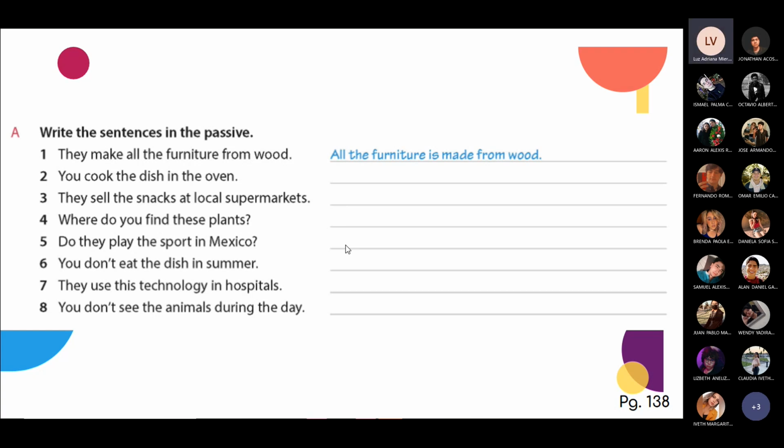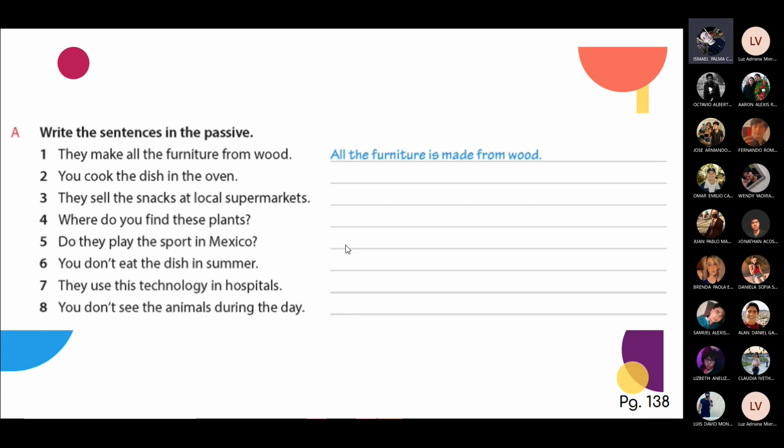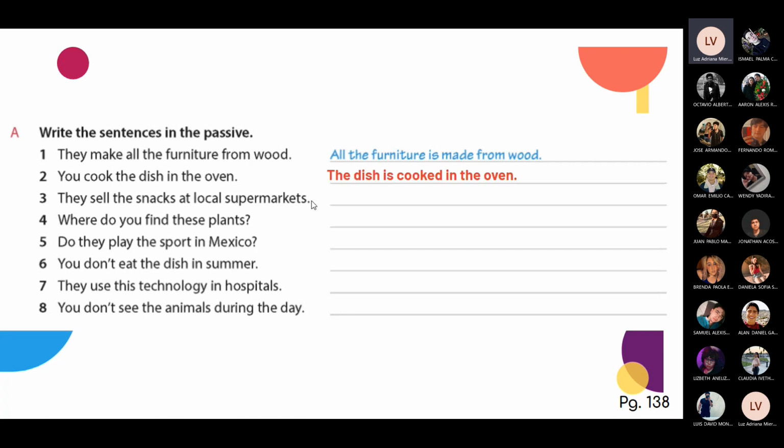All right, let's go ahead and try to complete this, but in passive voice. So number 2, go ahead and raise your hands for participation. Number 2 will be Ismael. All right, I think number 2 is the dish is cooked in the oven. Great. So yes, the dish, which is the actual subject, is cooked, and then cooked is the past participle, and in the oven. Thank you.